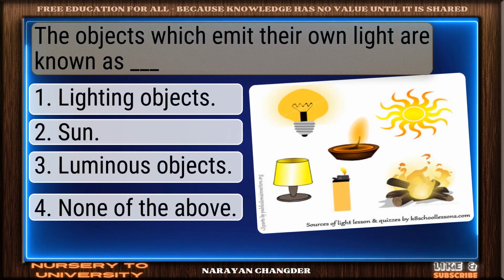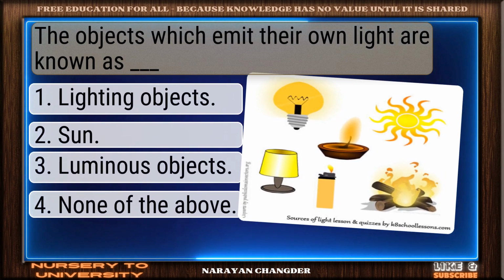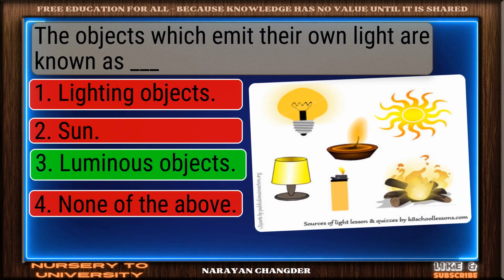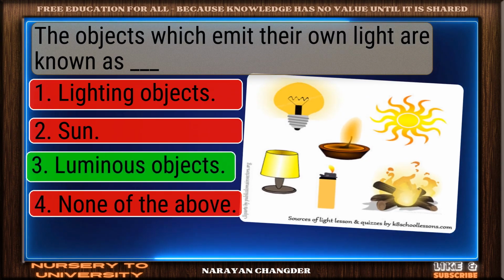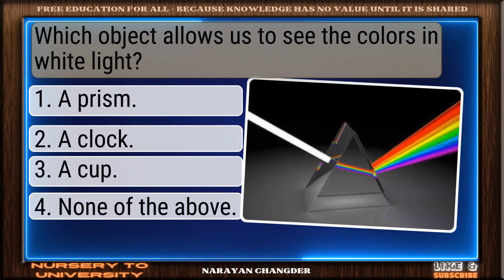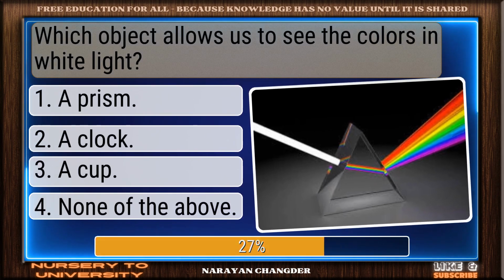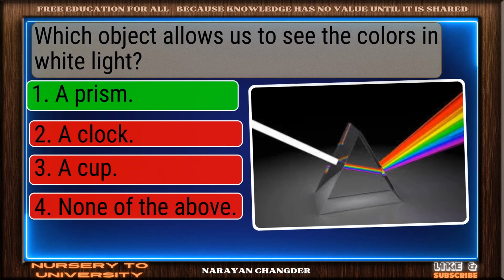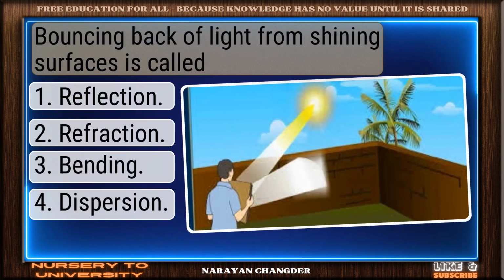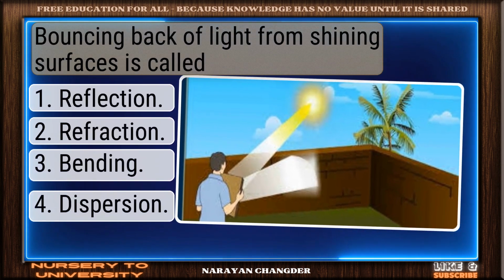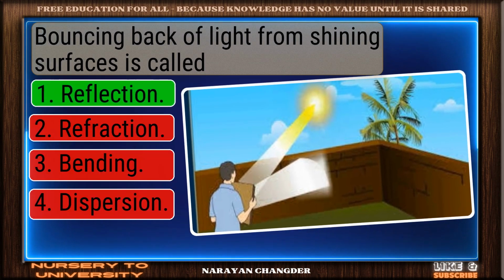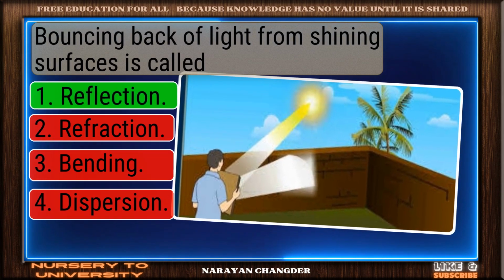The objects which emit their own light are known as dash. You're right. Luminous objects is the correct answer. Which object allows us to see the colors in white light? Solid response. A prism is a valid choice. Bouncing back of light from shining surfaces is called. Nicely done. Reflection is a solid answer.